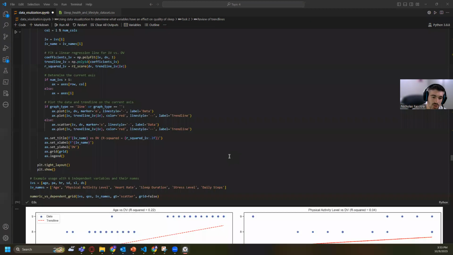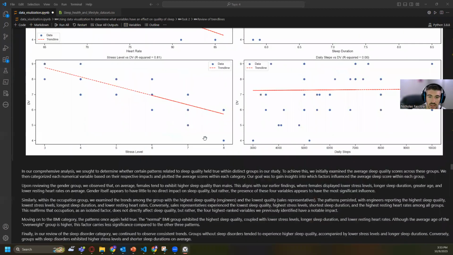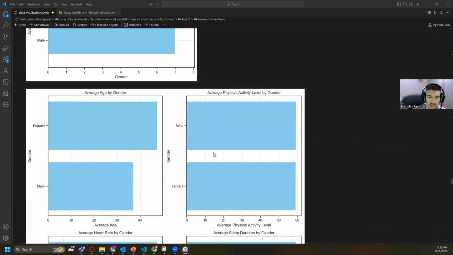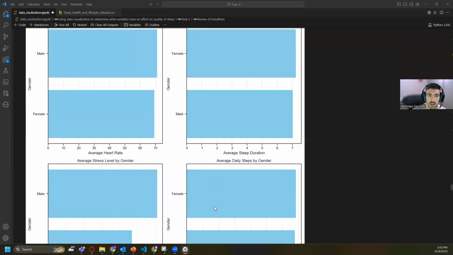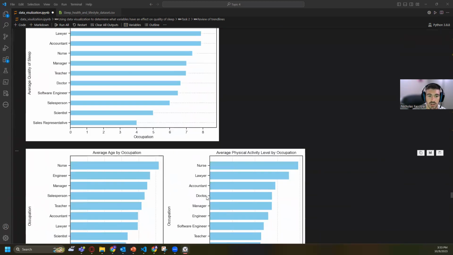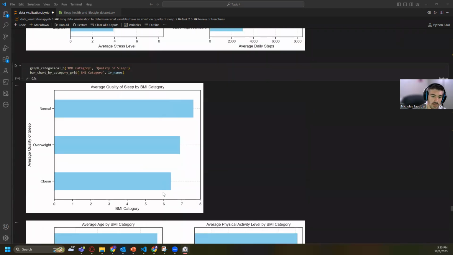So that ends up looking like this for the independent variables, and then for the dependent variables, it ends up looking like this. So this has been a study on the effects of variables on sleep, and thank you very much for watching.